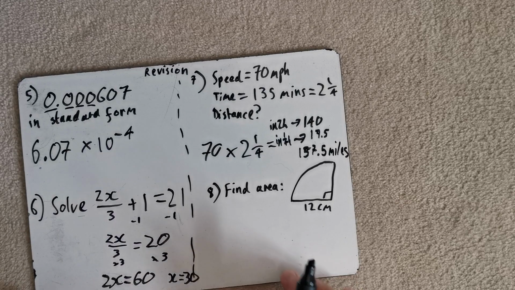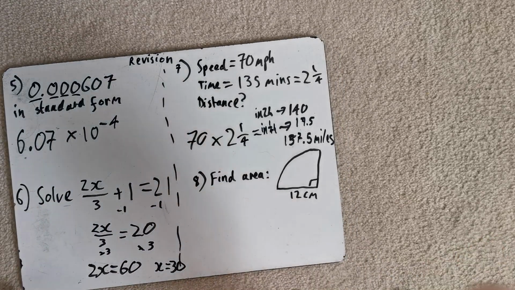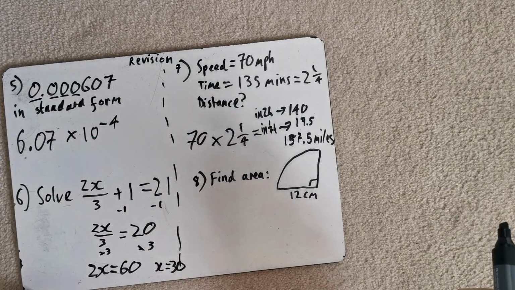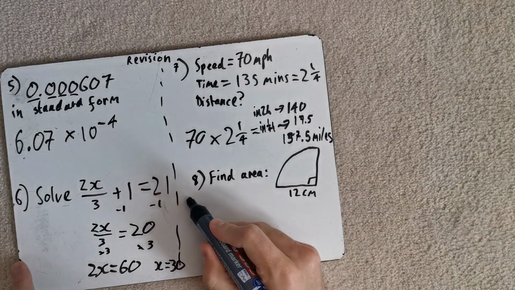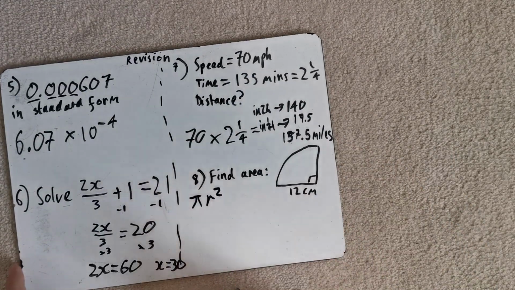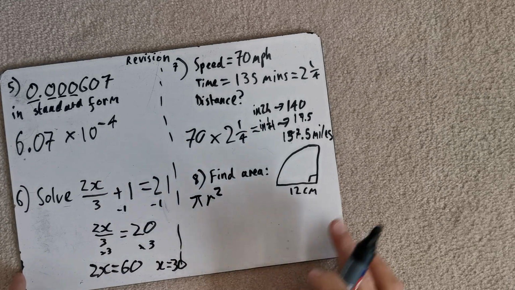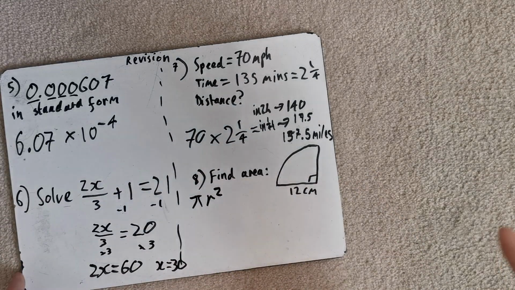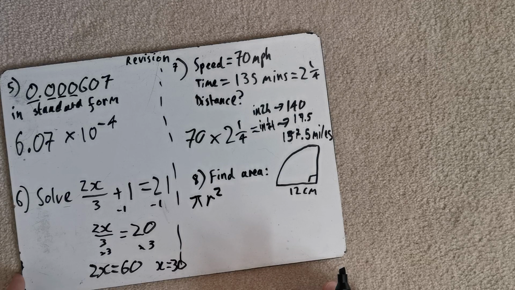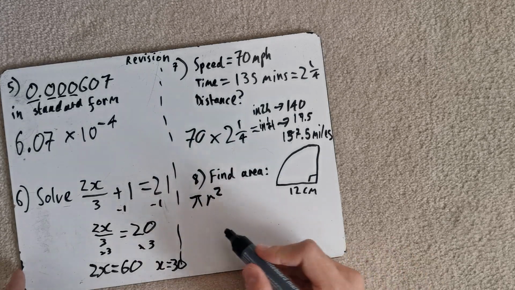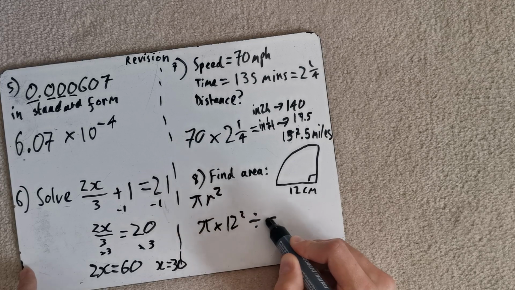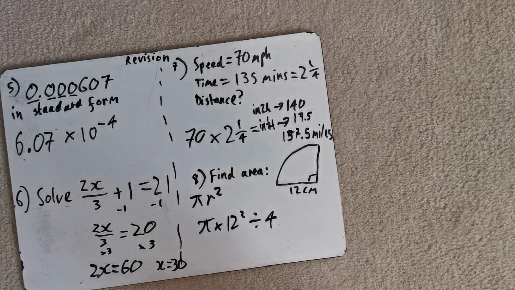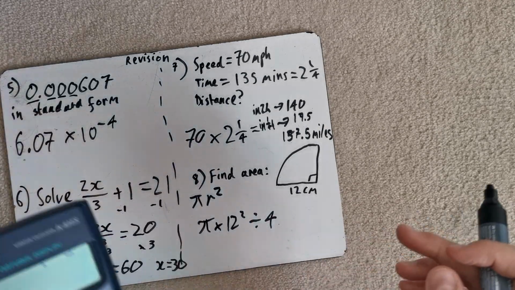Okay, this one, find the area of that. Well, to find the area of a whole circle, you do pi r squared. Okay, but of course there's a right angle there, so it's a quarter of a circle. So you just got to do pi times 12 squared and then divide it by 4. Okay, I'm going to do it the calculator way.